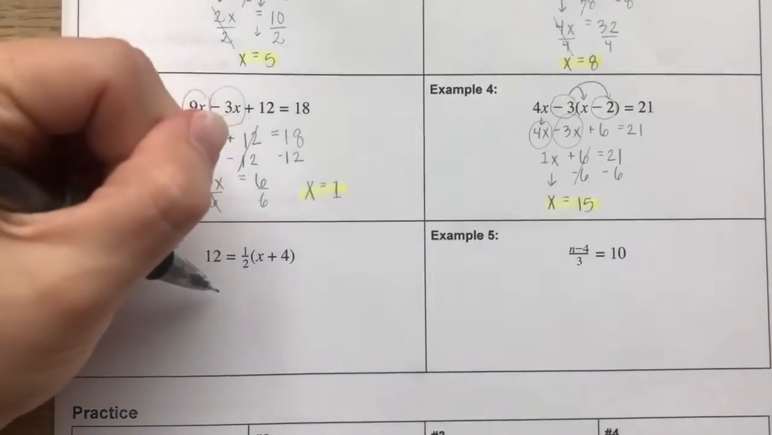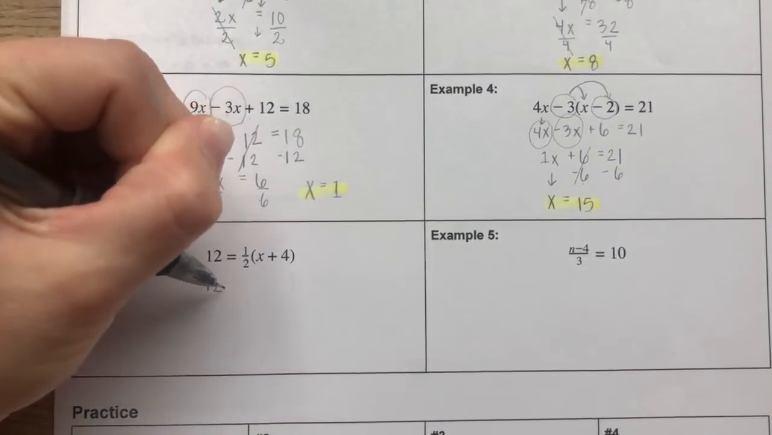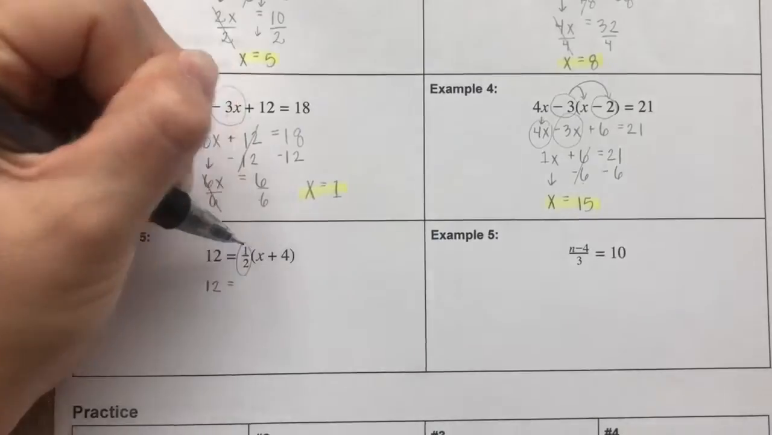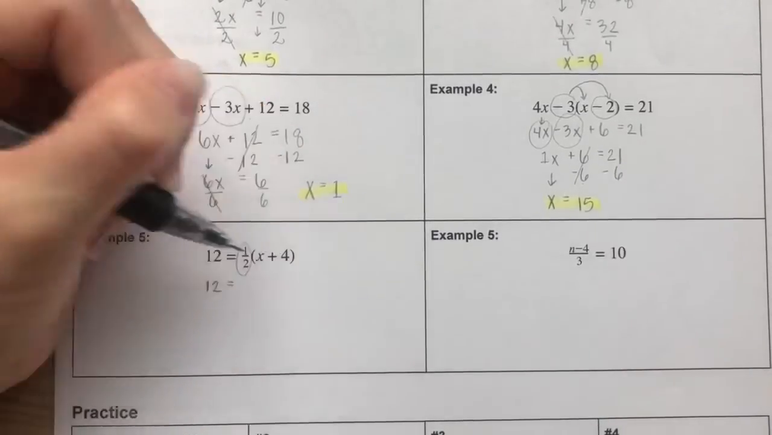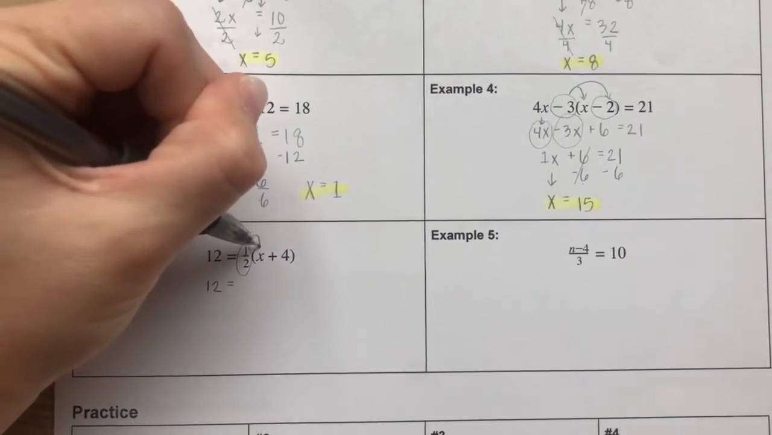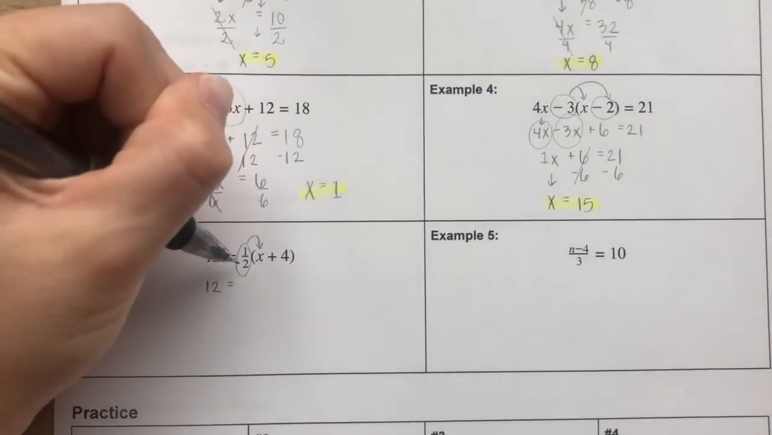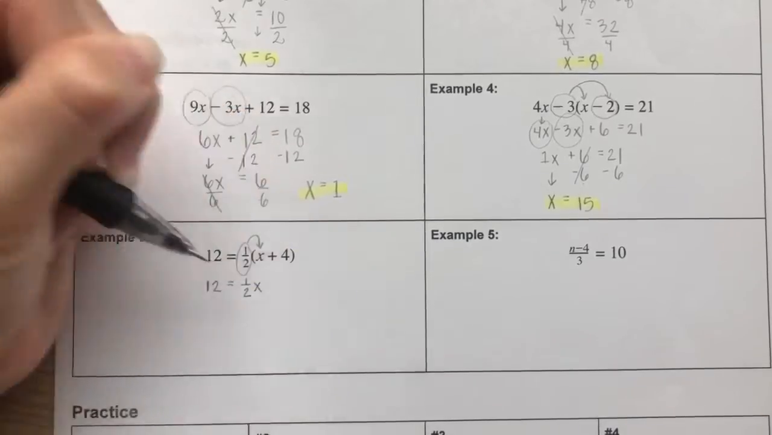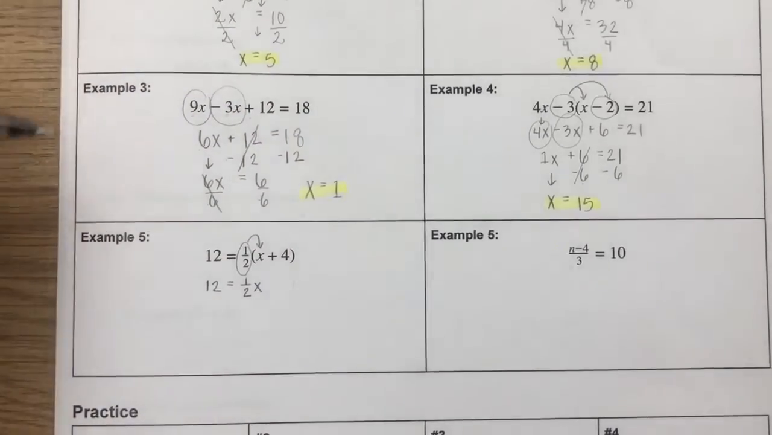So I'm going to bring down this 12 equals, and then I have to take my 1/2 and I have to multiply it by both of the terms inside the parentheses, and the terms are just separated by plus or minus. So 1/2 times x, remember anytime we take a number and multiply by x, it just becomes the coefficient. So we write it as 1/2 x, that means 1/2 times x.